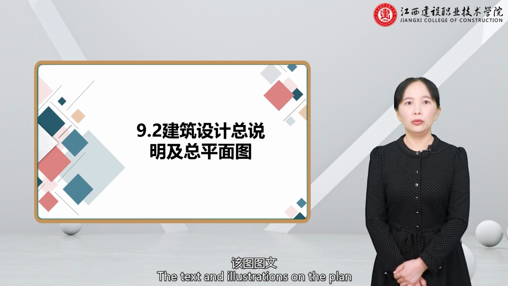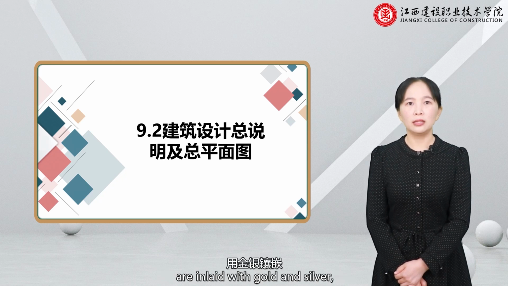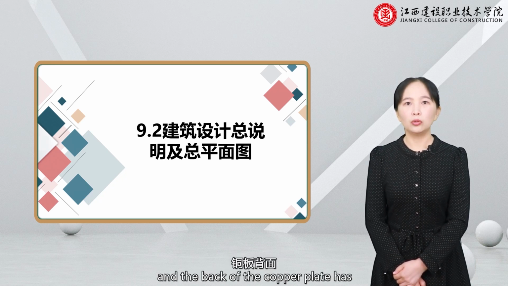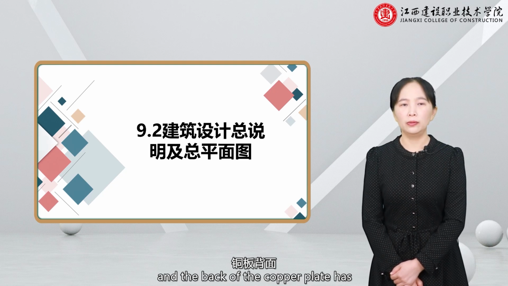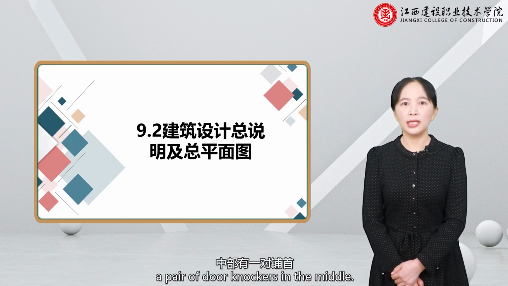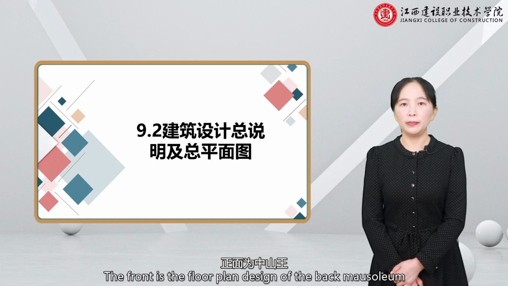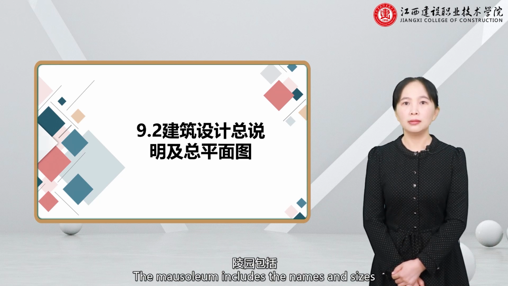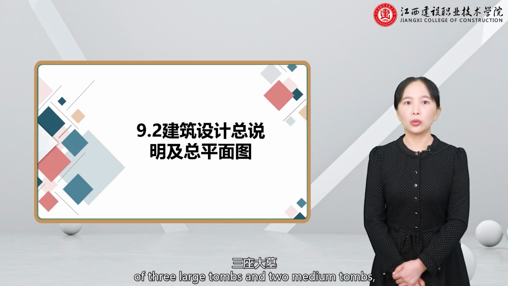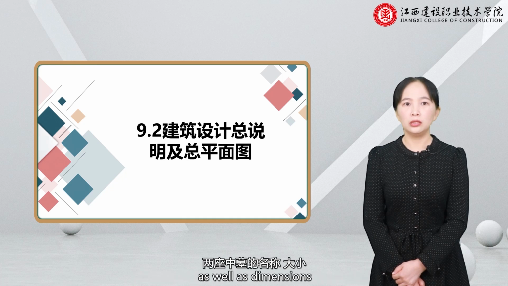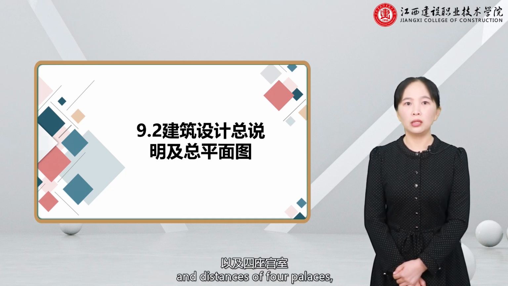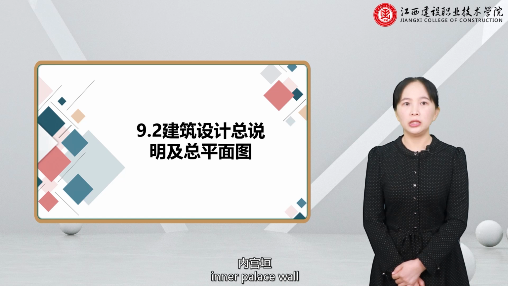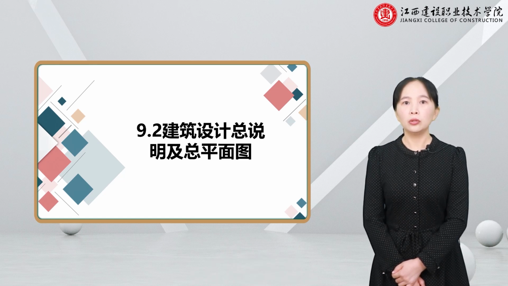The text and illustrations on the plan are inlaid with gold and silver, and the back of the copper plate has a pair of door knockers in the middle. The front is the floor plan design of the back mausoleum of the king of Zhongshan. The mausoleum includes the names and sizes of 3 large tombs and 2 medium tombs, as well as dimensions and distances of 4 palaces, inner palace wall and middle palace wall.